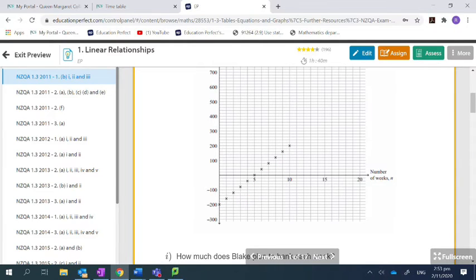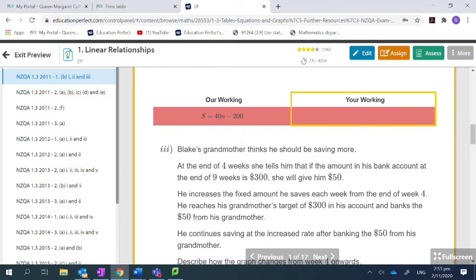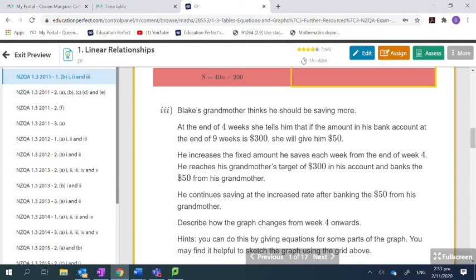Okay? Alrighty. What's next? Blake's grandmother thinks he should be saving more. At the end of 4 weeks, she tells him that the amount he's banking at the end of 9 weeks is $900. She will give him $50.